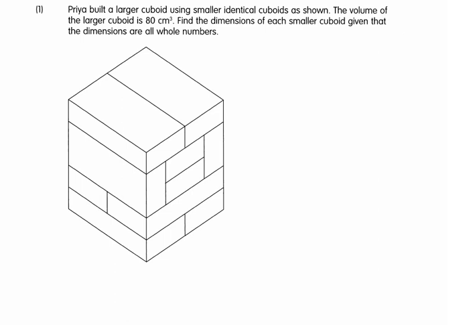And what is given is all these small cuboids. The volume of the larger cuboid is 80. Find the dimensions of each smaller cuboid given that the dimensions are all whole numbers. How will you go about solving this question?